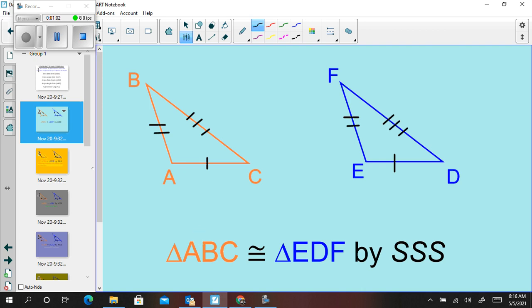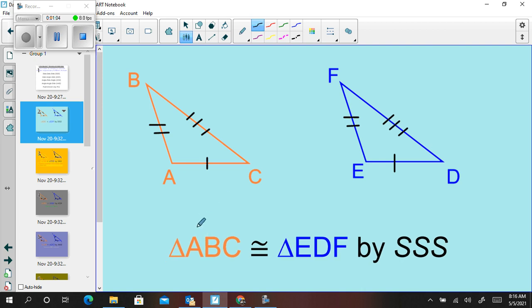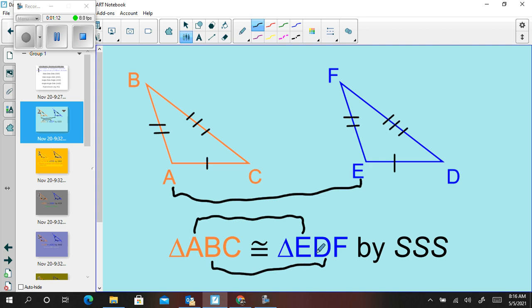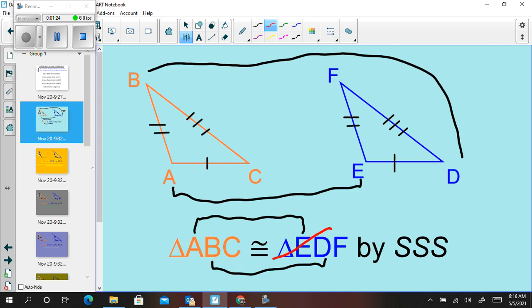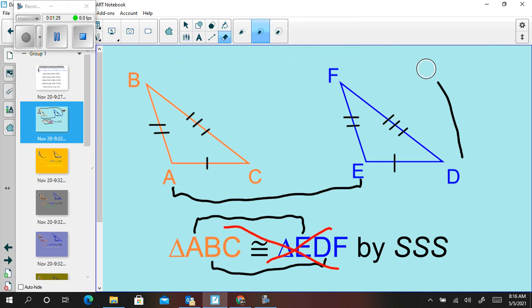Now, let's look at the way it's listed. A and E. A does correspond to E. It attaches the 1 and 2. B and D. Does this B and this D go together? No, okay? It has to be in order. So this would be incorrect, okay? You have to write them in order.